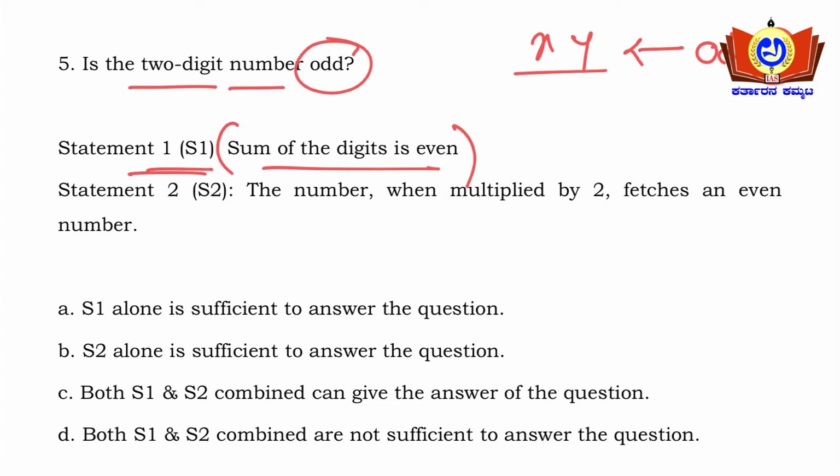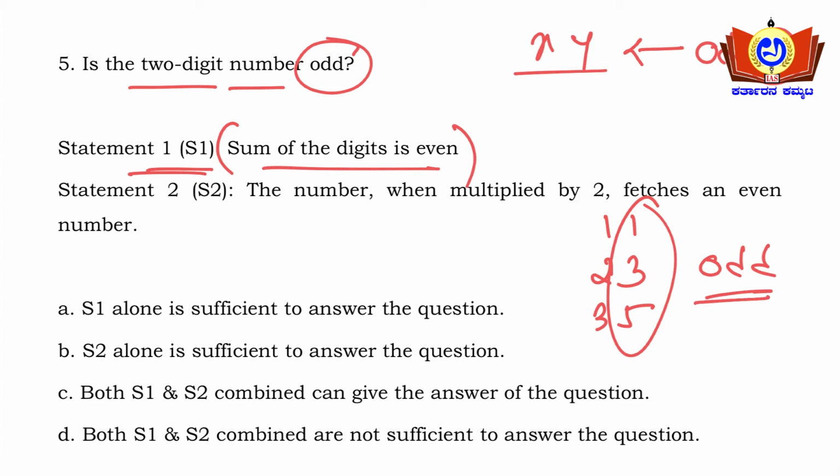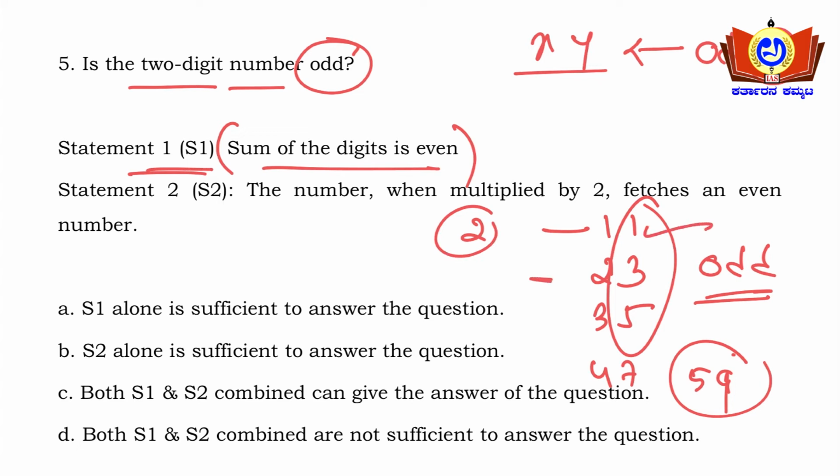If the 2-digit number is to be odd, these are the possibilities: 11, 23 or 35. All the units place digits will be odd here, my friends. So 35 or 47 or 59, these are the odd numbers. The sum of the digits is even: for 11, 1 and 1 will be 2, so this condition is satisfied. For 23, 2 and 3 will be 5, which is odd, so this condition doesn't satisfy. And for 35, the sum is even, 8. Let's check the other statement also.